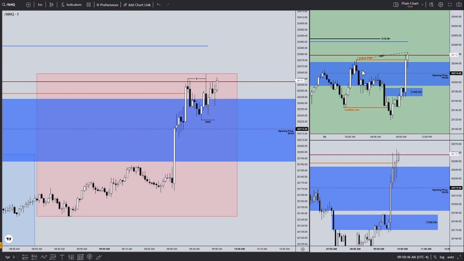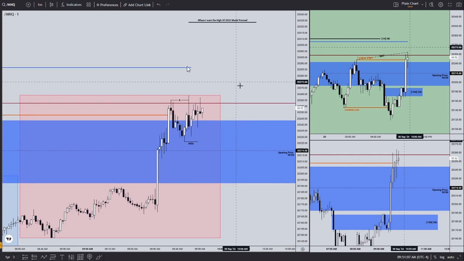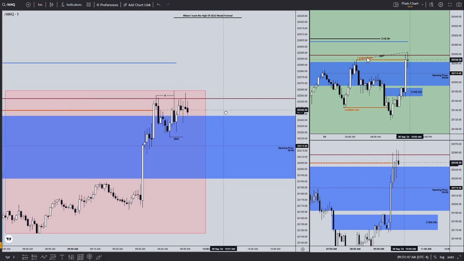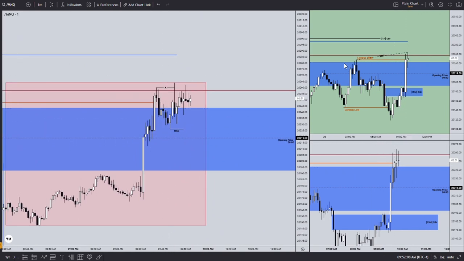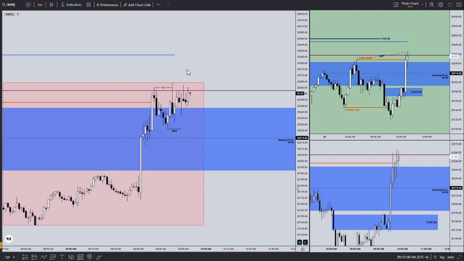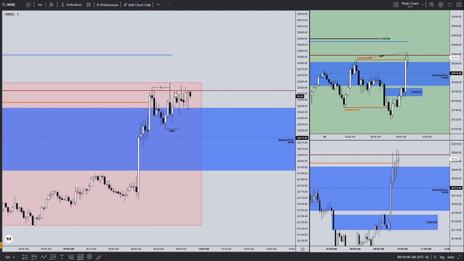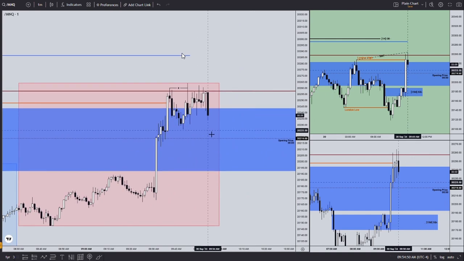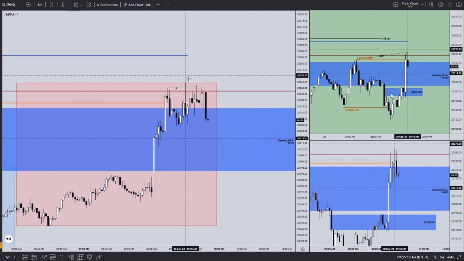And there is Asia high up here, which is this blue line right here. But since we do have this 15-minute SMT, I know that price does not have to sweep Asia high just because of this SMT. So I was completely okay with taking a setup around here, even if Asia high does not get swept, because we do have this SMT.